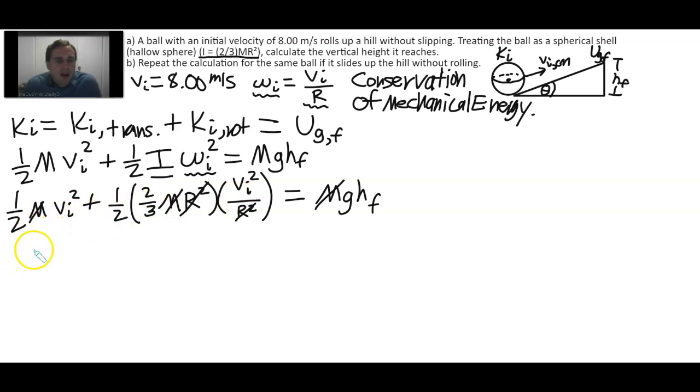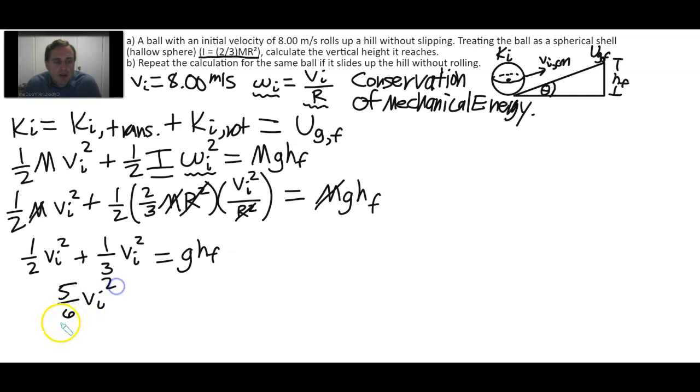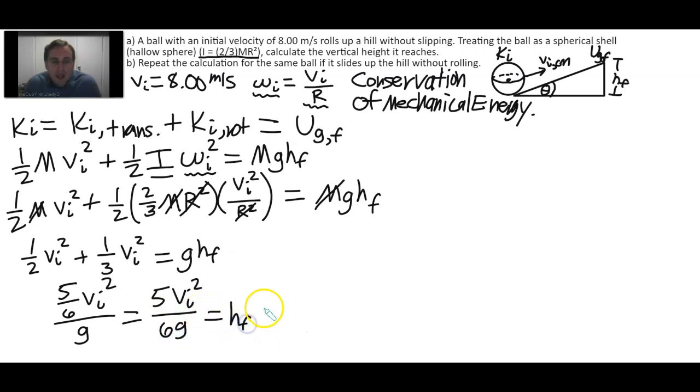So let's work out the fractions. We have 1/2 v initial squared plus 1/2 times 2/3, which is 1/3, times v initial squared, equal to g h final. Now we have to do fraction addition. 1/2 plus 1/3 is 3/6 plus 2/6, which is 5/6 v initial squared over g. We can clean this up to be 5 v initial squared over 6g, just to make it not look like a complex fraction, and that is h final.